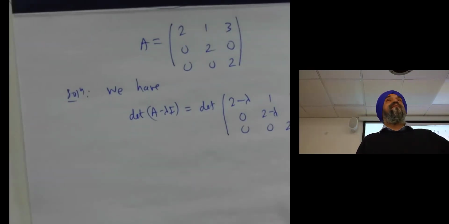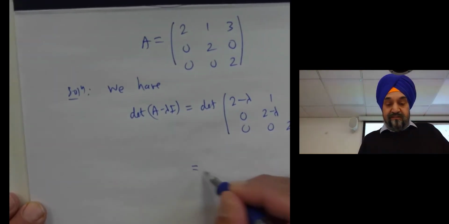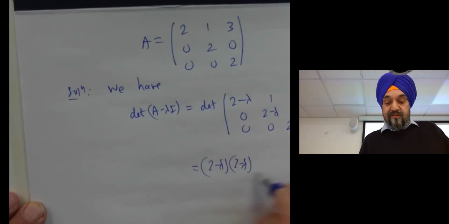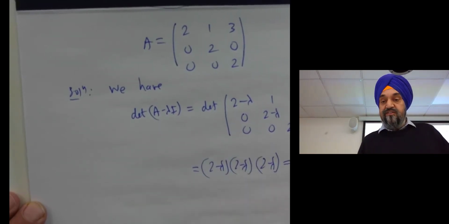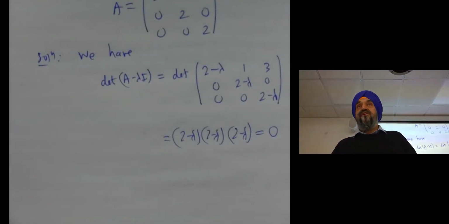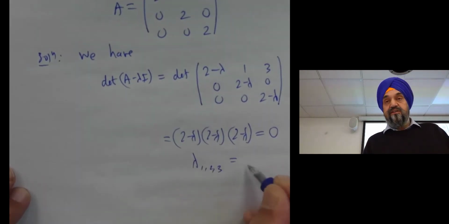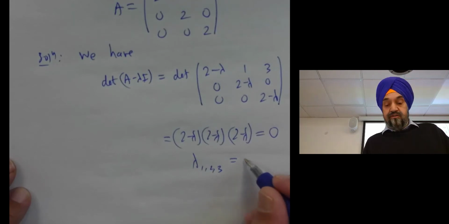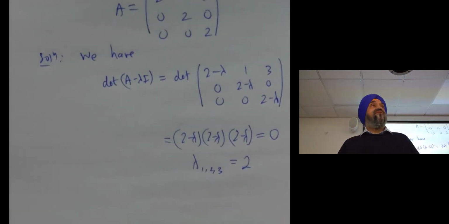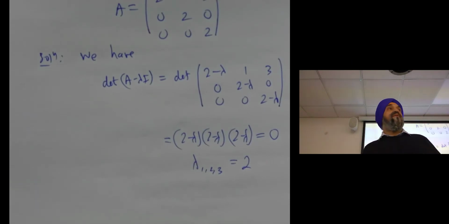Rachel and Petra said 2. It's a triangular matrix. What's the determinant of a triangular matrix? It's something to do with the diagonal. So you get (2 minus lambda) three times, equal to 0, because it's a triangular matrix. So lambda 1, 2, 3 is equal to 2. It's got 3 eigenvalues, it's got a multiplicity of 3.